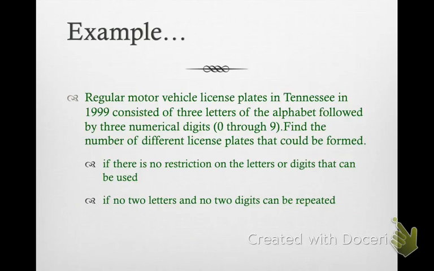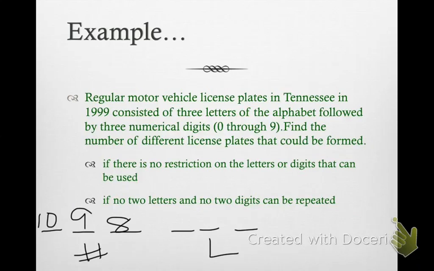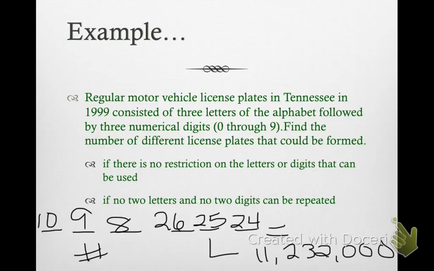But if we do this without allowing repetition, here's our 3 numbers, and then here's our 3 letters. I have 10 options for the first number, but then I only have 9 for the second and 8 for the third. 26 for the first letter, but then 25 and then 24 once I take out the ones I've already used. So then multiplying all of those together, and we get a much smaller number. So it makes a big difference. Make sure you're aware of the problem whether or not repetitions are allowed.